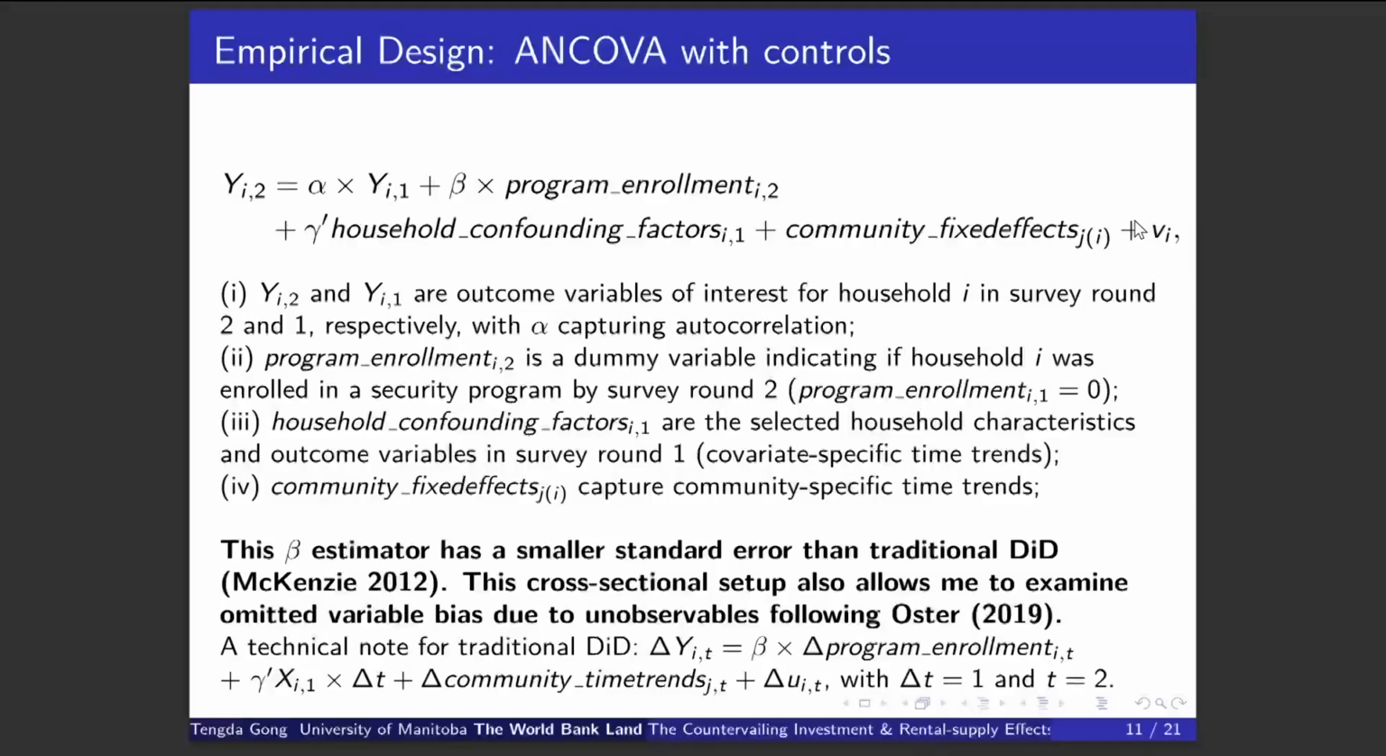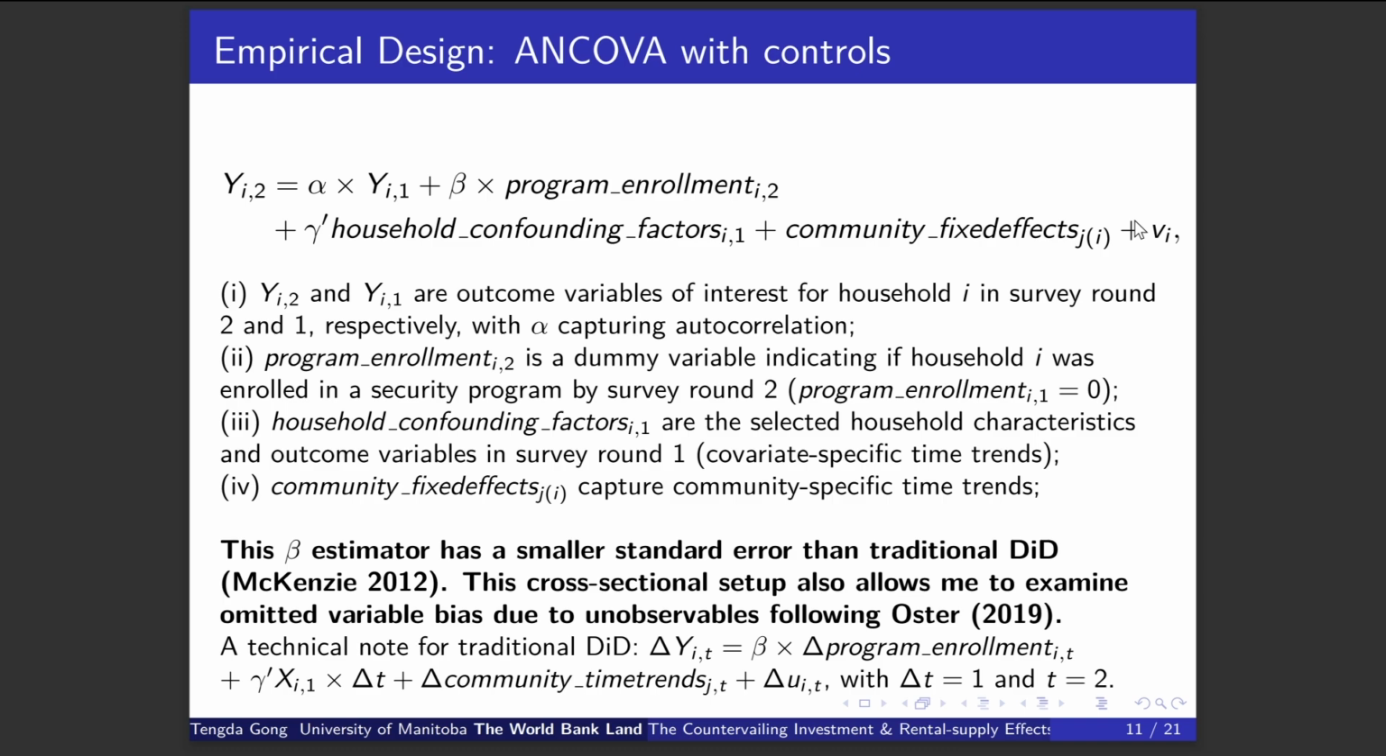And this is basically saying this cross-sectional setup can allow me to examine the omitted variable bias due to unobservables, following the recent technique an author has published in an econometrics journal. And so we use that to test to what extent our omitted variable bias will be. And we are robust. Our results are mostly the lower bound. So our results could be strengthened if we include omitted variable bias.